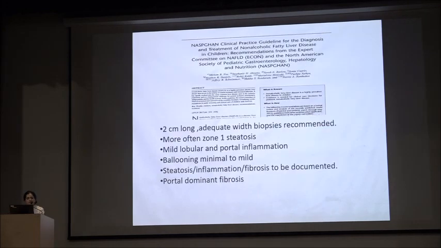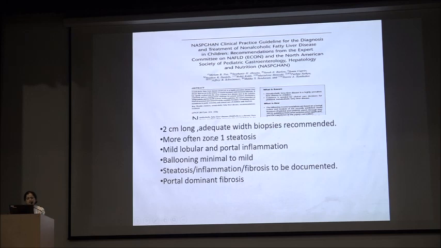Coming to pediatric NASH, it has a little bit different morphology from a typical adult NASH. These were the guidelines from the North American Society of Pediatric Gastroenterology and Hepatology. Pertinent to histopathology, they recommend that a biopsy in pediatric NASH should be 2 cm long. This is to accommodate the heterogeneous nature of the disease, in comparison to adult NASH, where 1.5 to 1.6 centimeters is usually recommended.